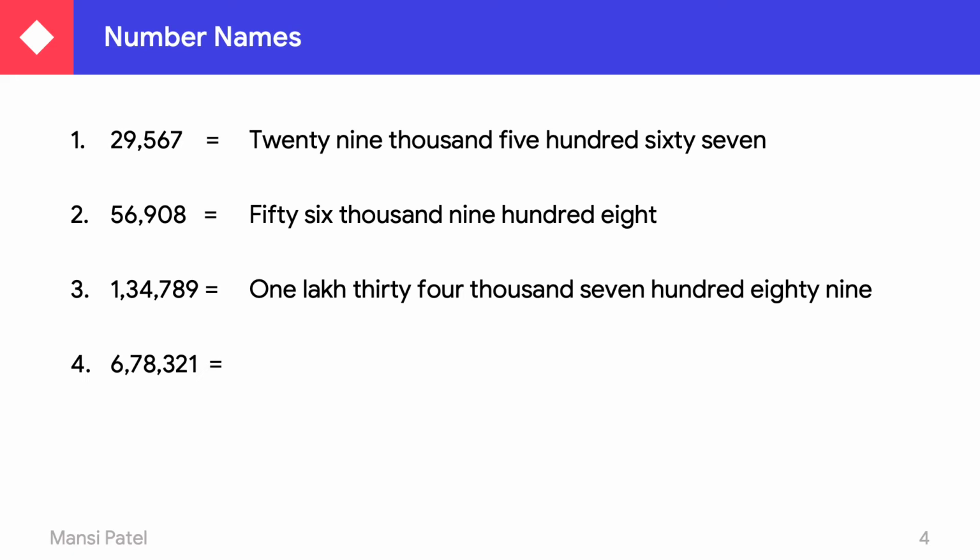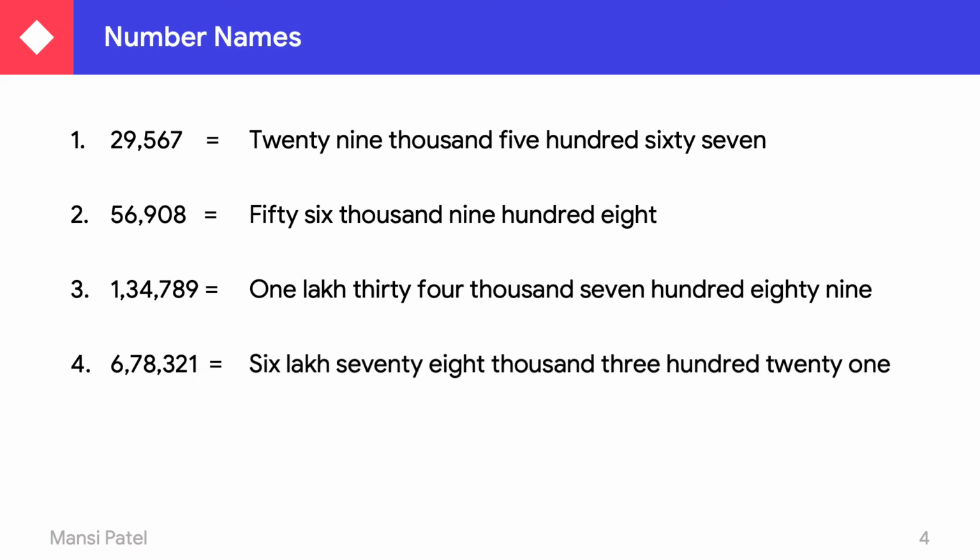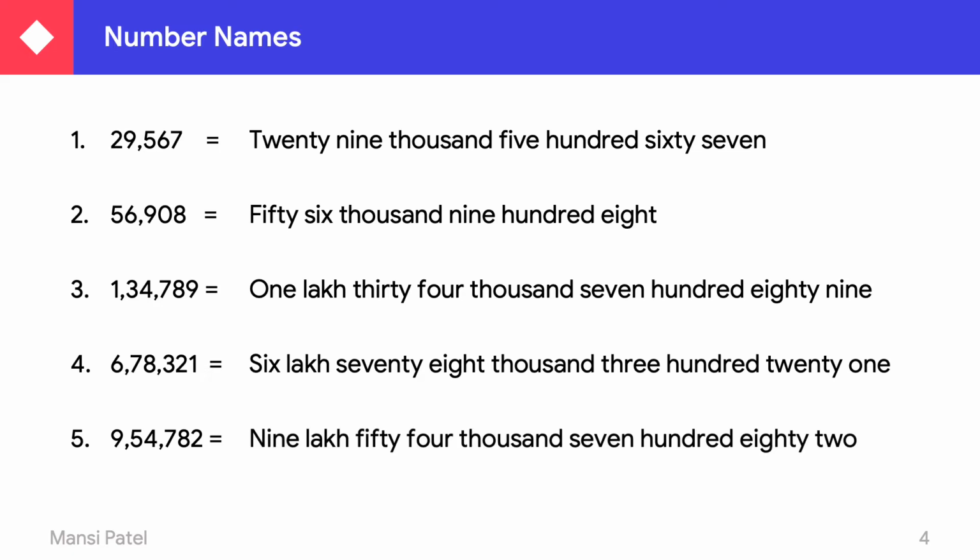So 6 in the group of lakh and 78 in the group of 1000. So we can say the number name for this number is 6,78,321. Next, it is also the same as the third and fourth. 9 in the group of lakh and 54 in the group of 1000. Therefore, we can say 9,54,782.